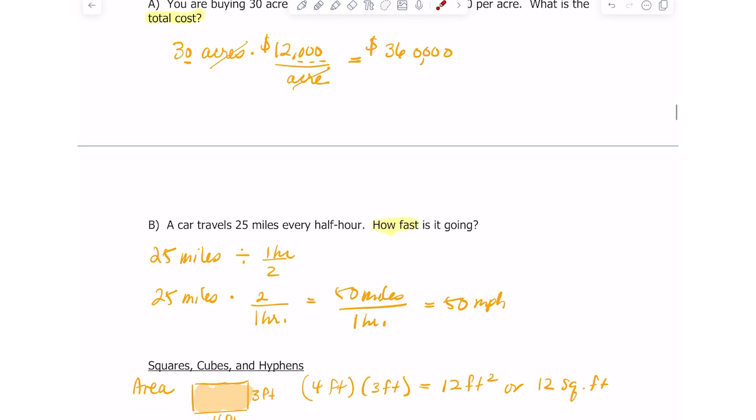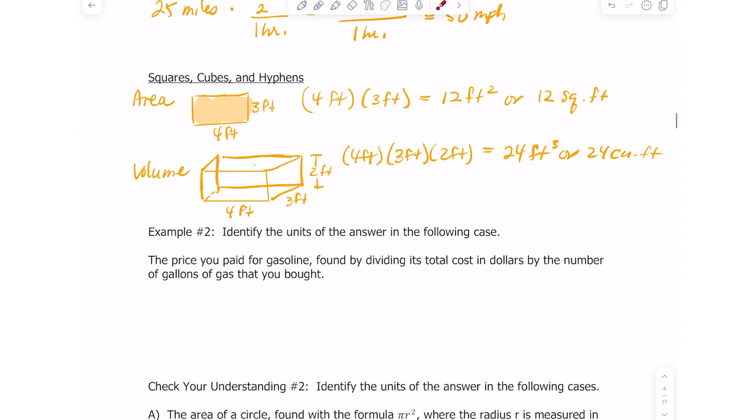And here when it says how fast is it going, it's talking about speed, and speed is measured in miles per hour, kilometers per hour, meters per second. So here I have miles, and then I'm told every half hour. So I know my answer is going to be in miles per hour.